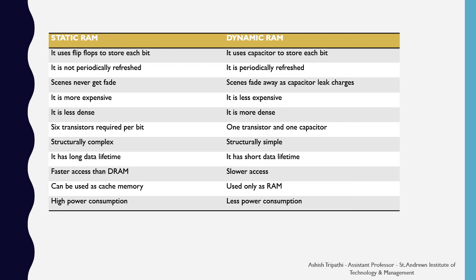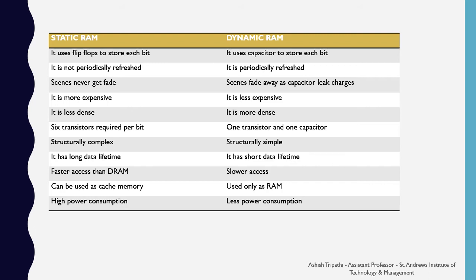Static RAM cells never fade because the flip-flop stores the bit continuously till the next clock cycle. But in dynamic RAM, because of the capacitor, the charge leaks, hence the cells fade. Static RAM is expensive and dynamic RAM is less expensive. Static RAM architecture is less dense, but dynamic RAM architecture is more dense because of refreshing equipment.